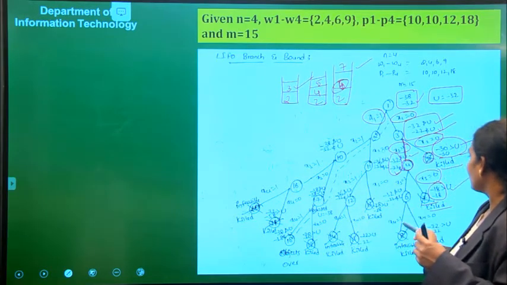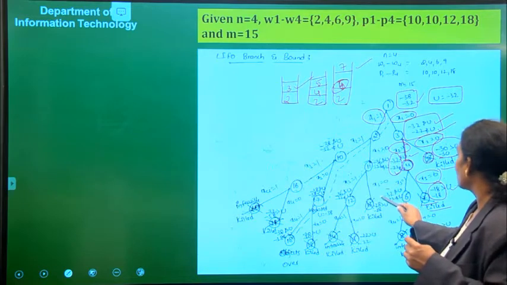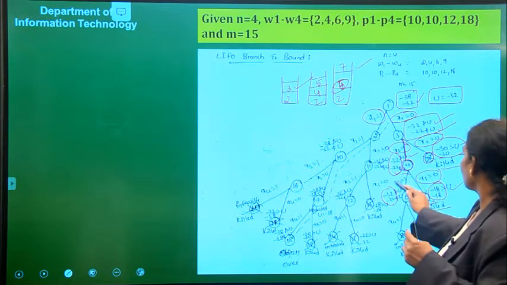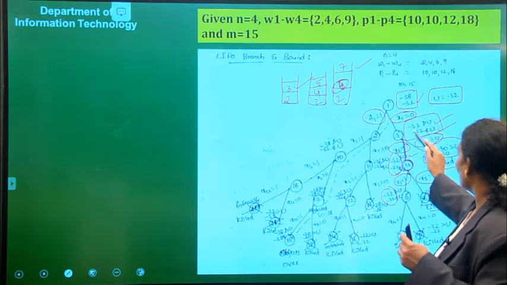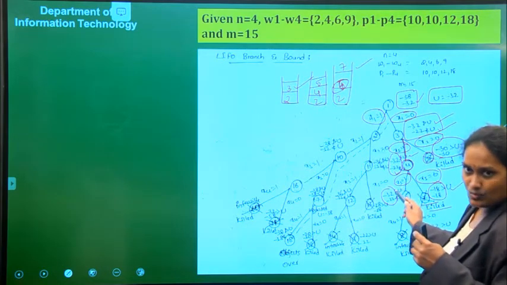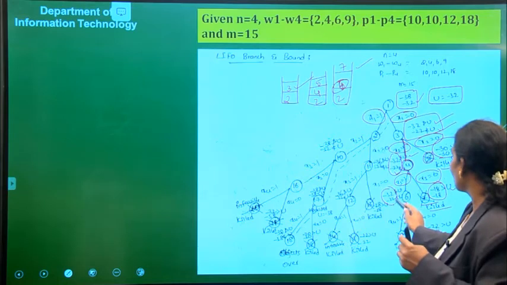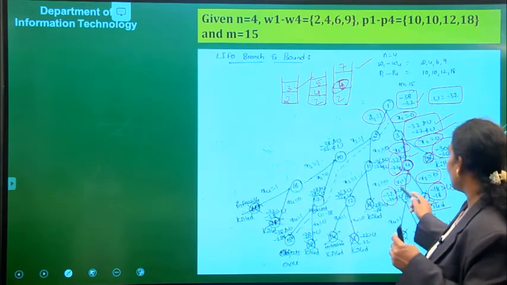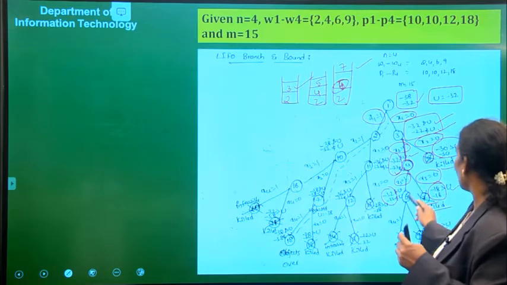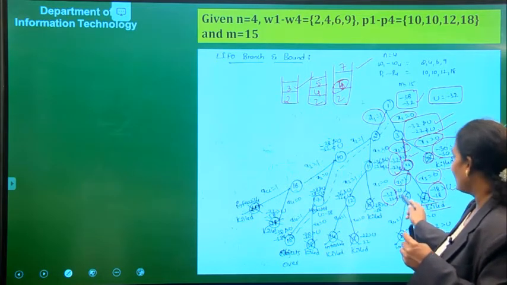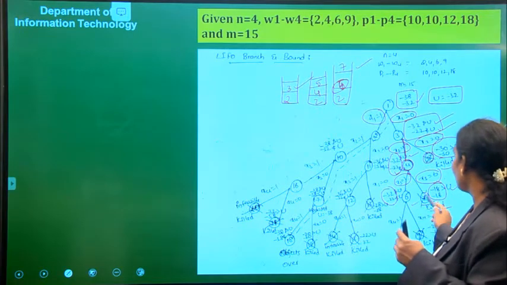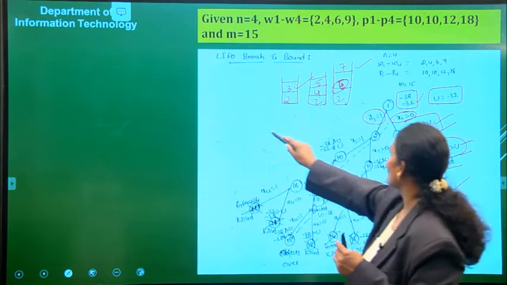Now if we calculate for 6, its path is x1 = 0, x2 = 1, x3 = 1. By considering these values, we get minus 32, minus 22. So here minus 32 is not greater than upper and minus 22 is not less than upper. So it becomes a live node, and I go for expanding this node.